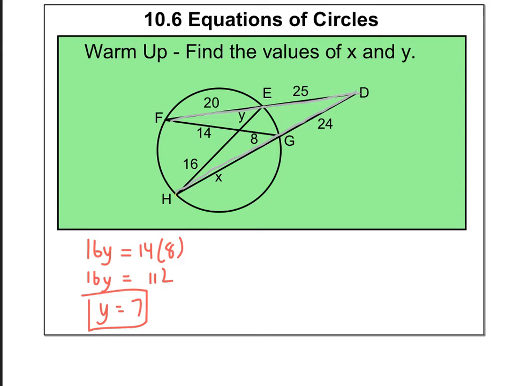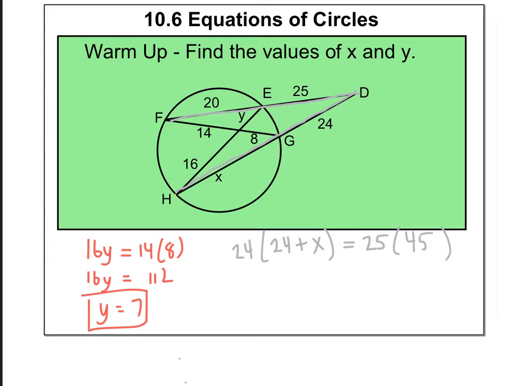other secant. So for our example, we could do something like the outside piece, one of them is 24. Now that entire segment, looking at DH, the entire segment is 24 plus whatever x is. And then with the other secant, the one up top there, the outside length is 25. And the entire length of that segment is the 25 plus the 20, okay, or 45. So that should give us an equation that we can solve for x.